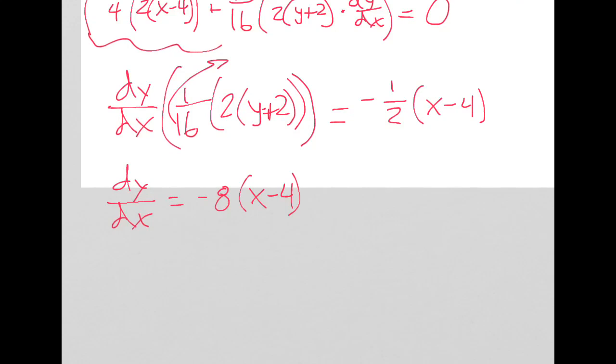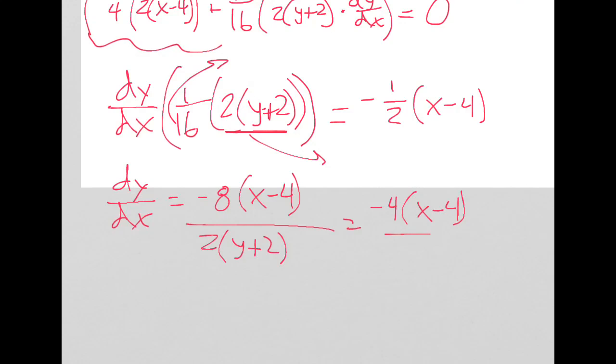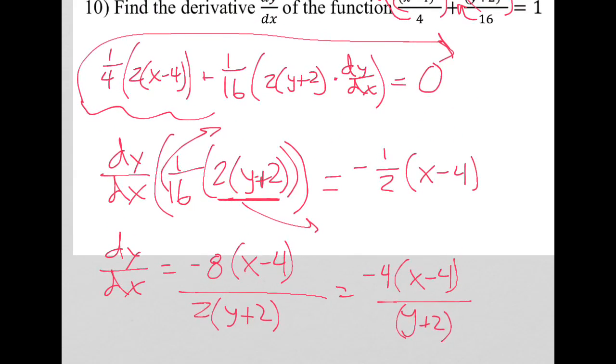But if I'm multiplying by all of this, I need to then divide by all of that. So I'm going to get over 2 times y plus 2. And notice, just like before, we ended up with that same form. Negative 8 over 2 is the same as a negative 4. So negative 4 times x minus 4 over y plus 2. We got to the same exact point with much fewer steps.